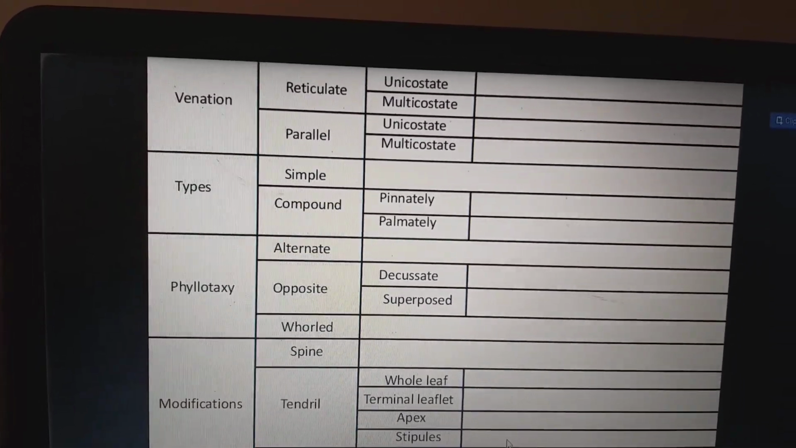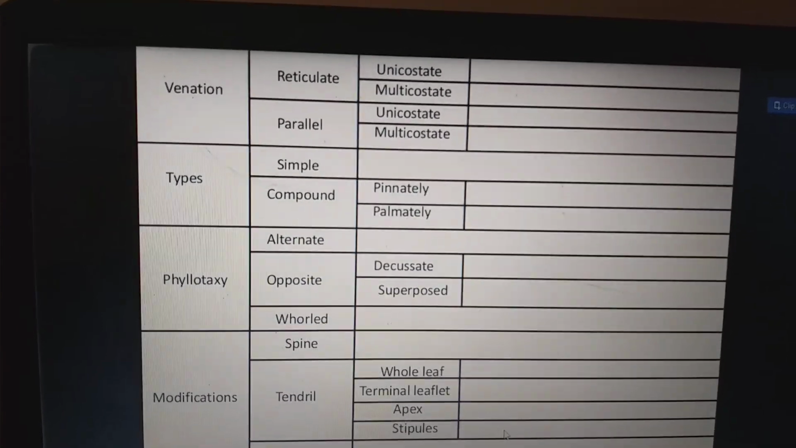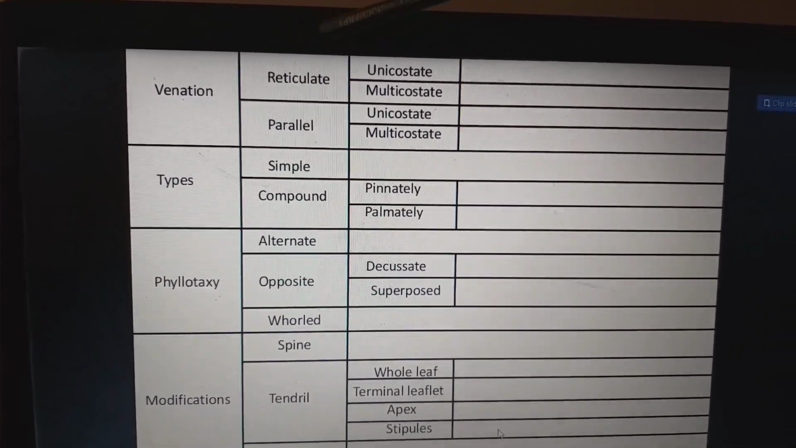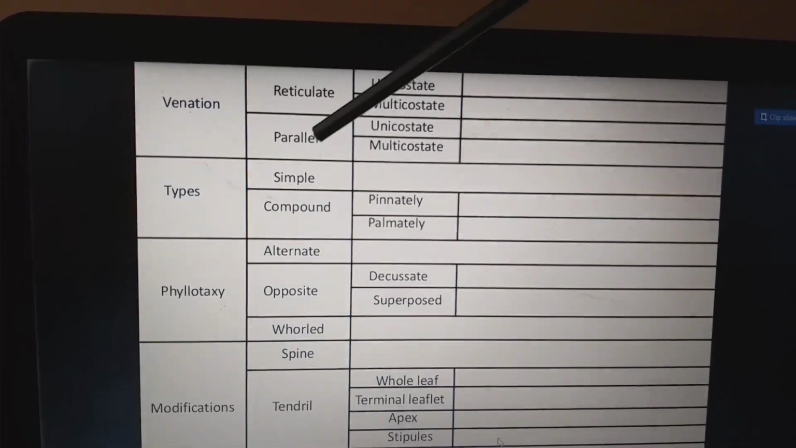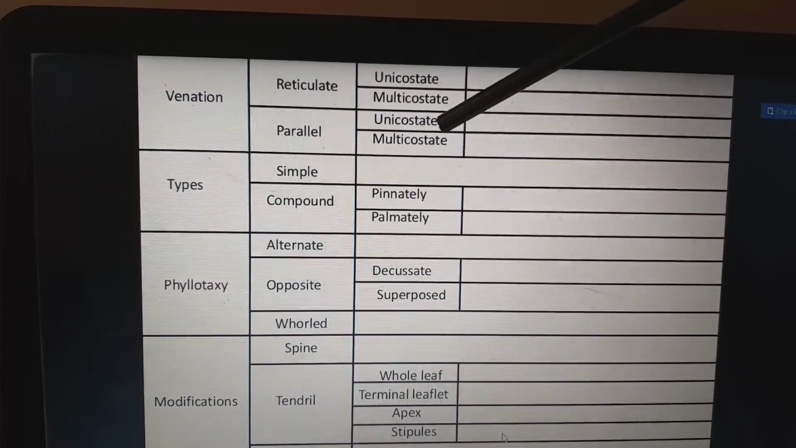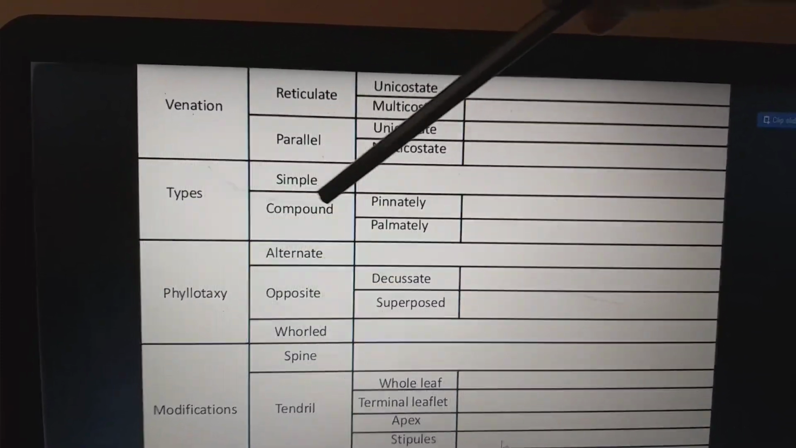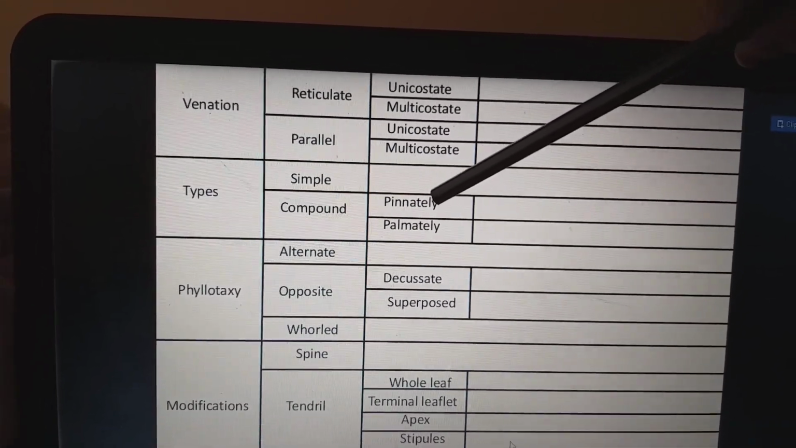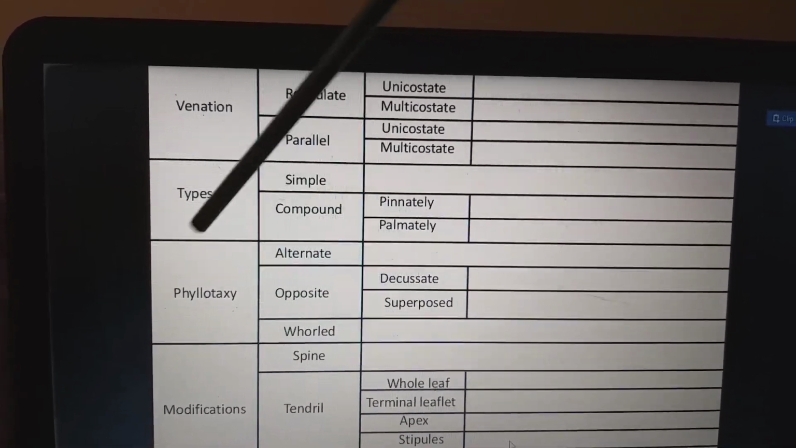So coming to the summary, we have the venation. We have two types of venation, one is reticulate venation and the other is parallel venation. And again the reticulate venation is divided into unicostate and multicostate, and the parallel venation is again divided into unicostate and multicostate. And we have two types of leaf, simple leaves and compound leaves. And compound leaves are again divided based on the pinnation, so pinnately and palmately.